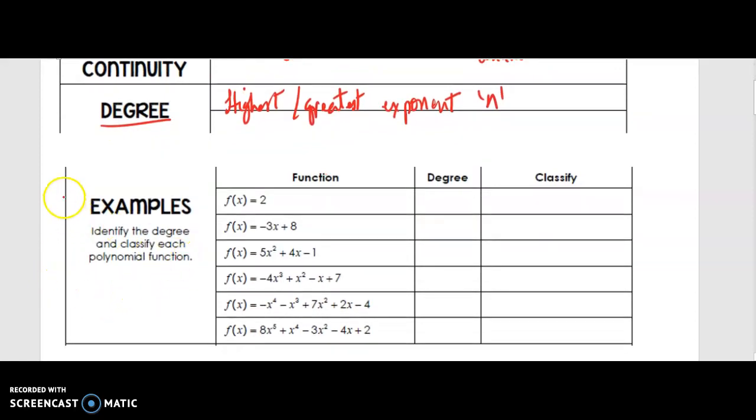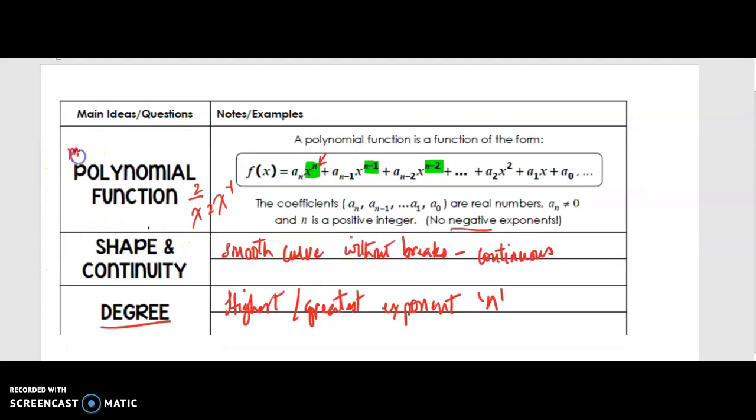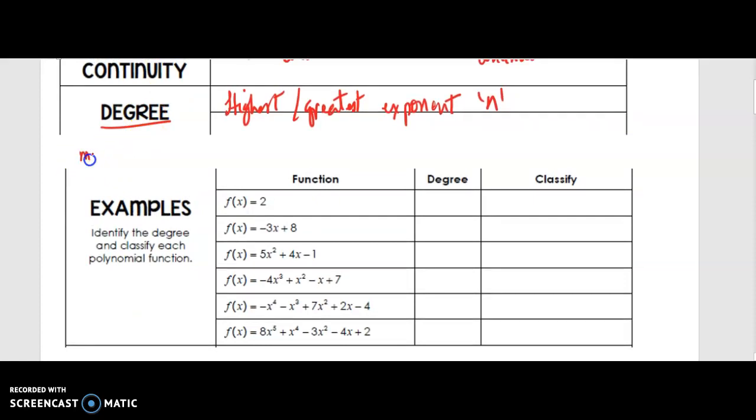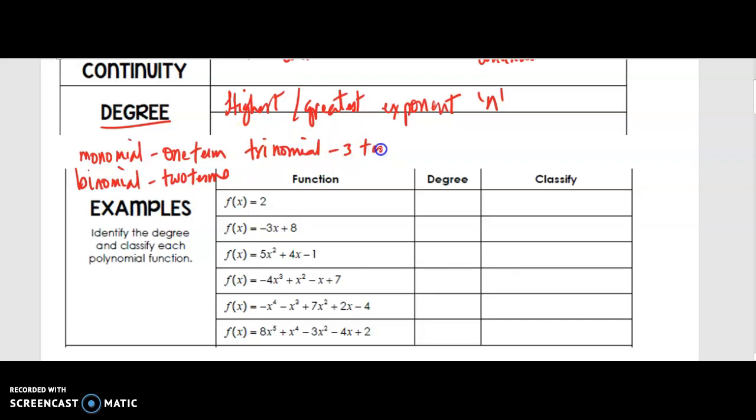Even before we go to this, you should already know by now that a monomial is a polynomial with just one term. A binomial is a polynomial with 2 terms. And a trinomial is a polynomial with 3 terms. And then consequently, if you have 4 terms or above, you'll say a polynomial with 4 terms and so on. But specifically monomial is 1 term, binomial is 2 terms, and trinomial is 3 terms.